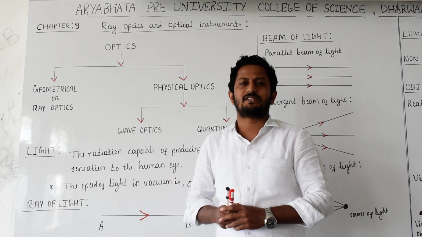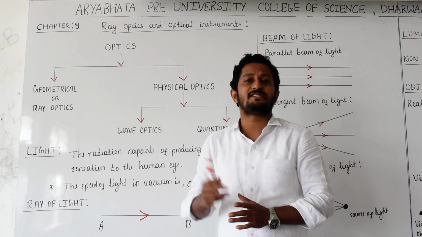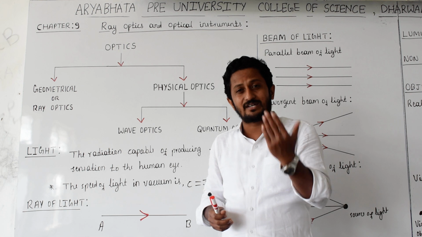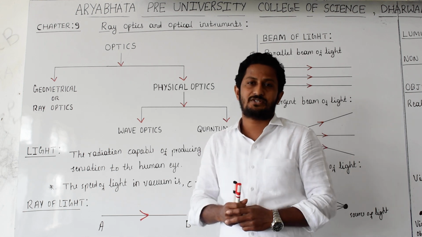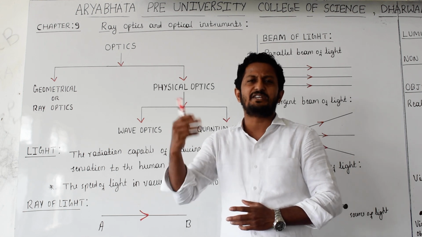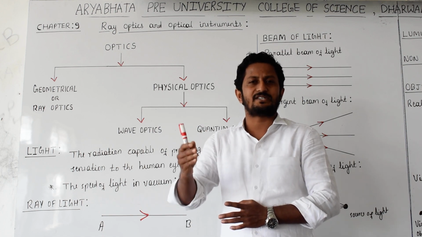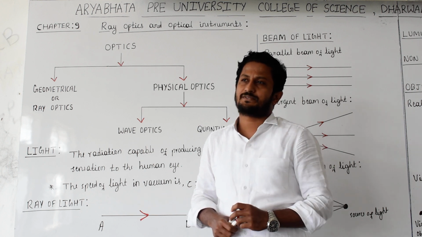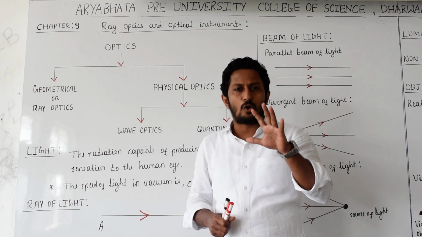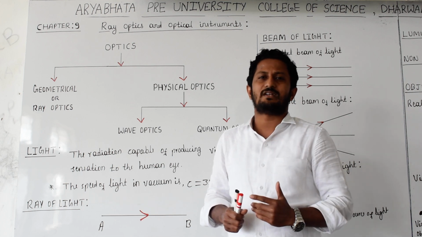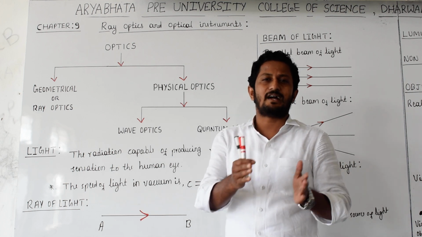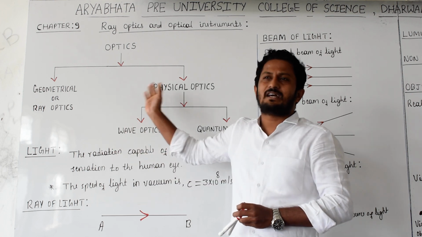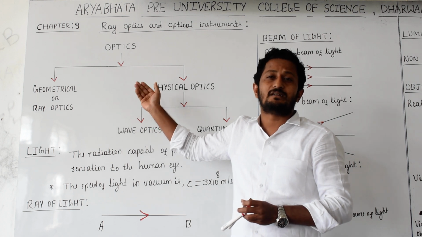Then one more branch is there that we call physical optics, the branch in which we are going to study the nature of light. Light has many natures. Those we will be studying in the branch we call physical optics. Totally, this optics branch is going to tell us about the properties and nature of light. This is about the classification of the optical branch.